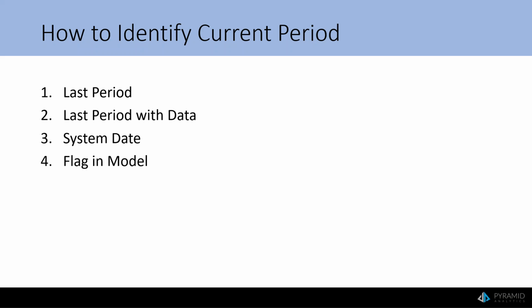This is part two of the video on how to identify current period. In part one, we covered the first two options, last period and last period with data. In part two, we're going to focus on system date and flag in model. So let's just dive right in.